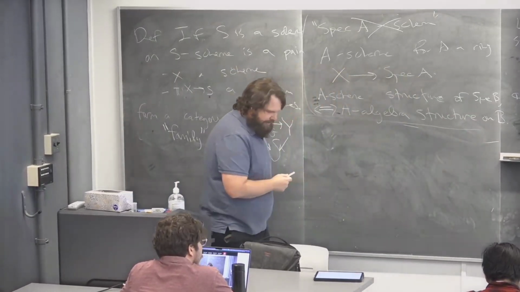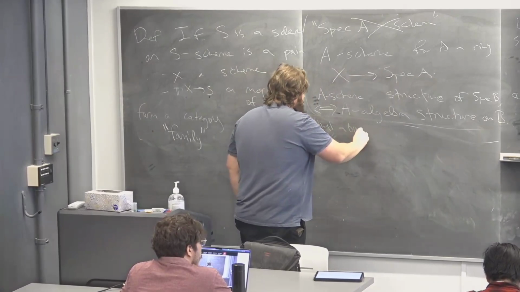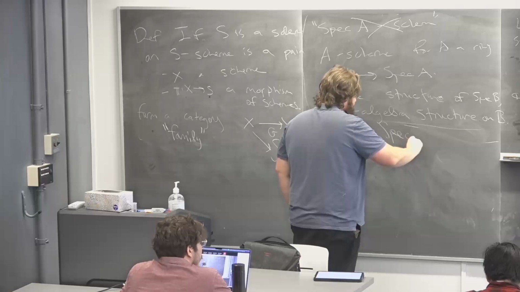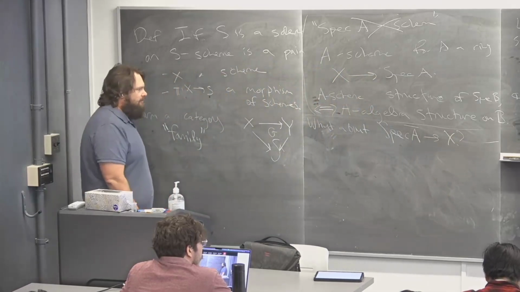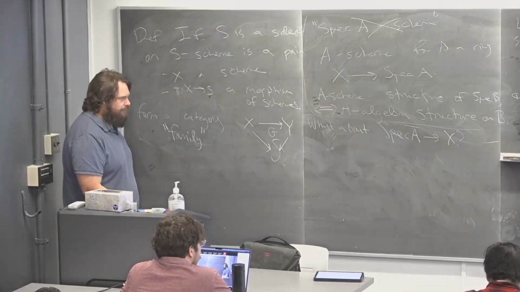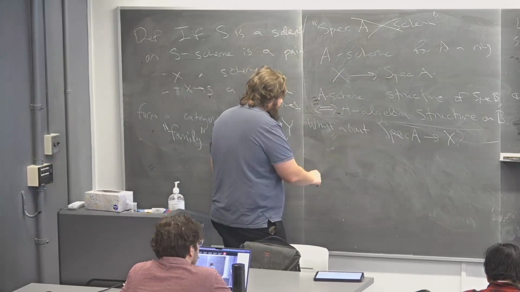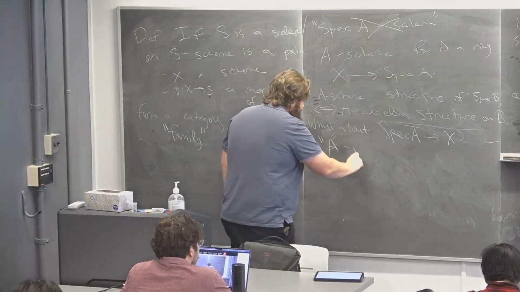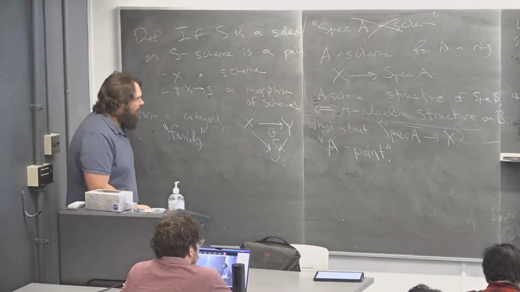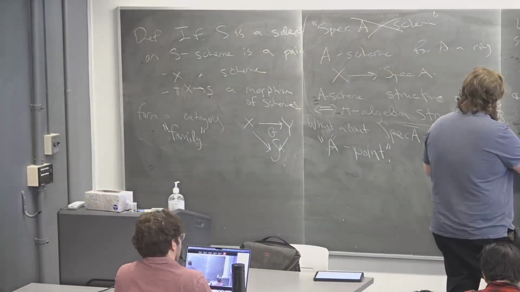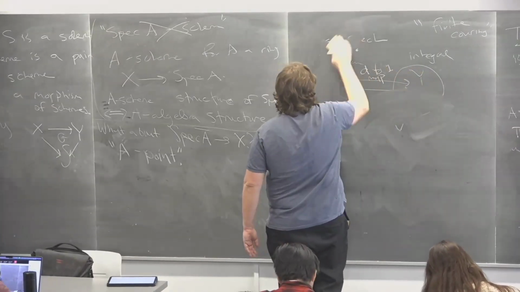So probably the last thing we'll have time to talk about today is, what about maps from spec of A into X? In general, there isn't a great characterization of these beyond the definition. Such a map is often called an A point. And the reason for this is, there are some cases where there's a good characterization of this.